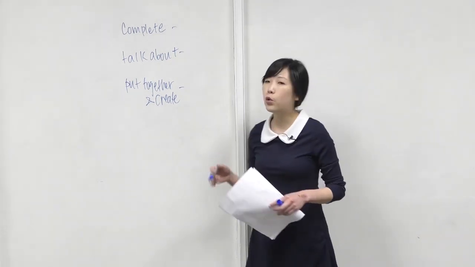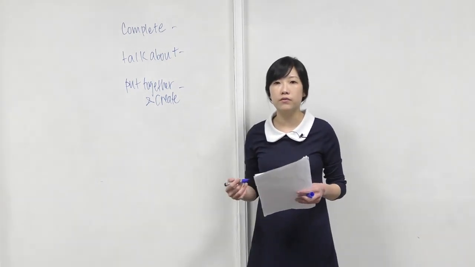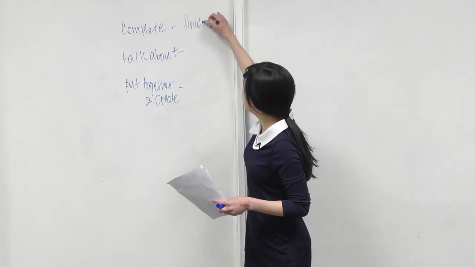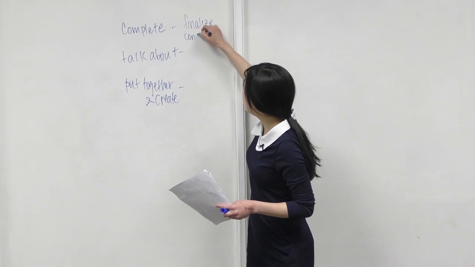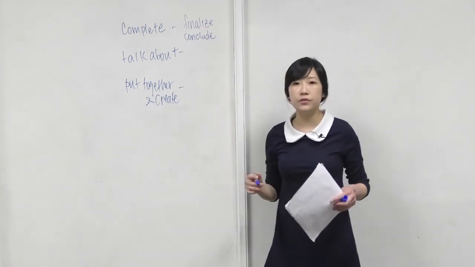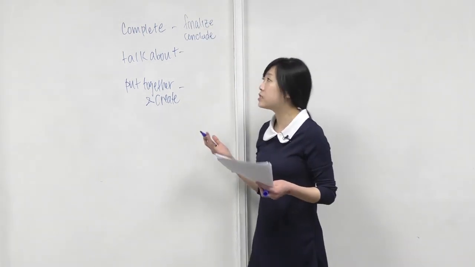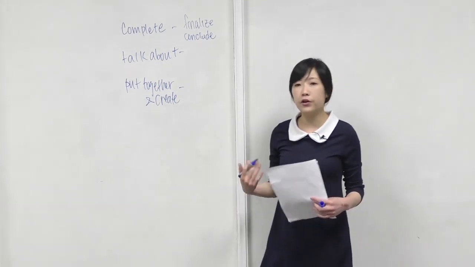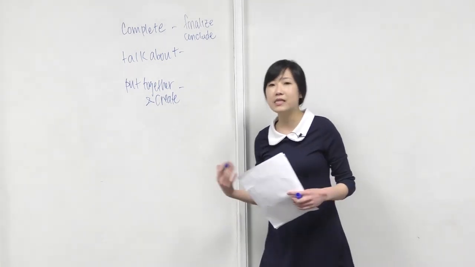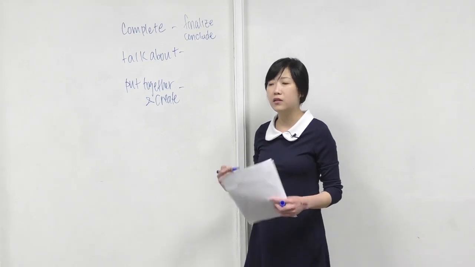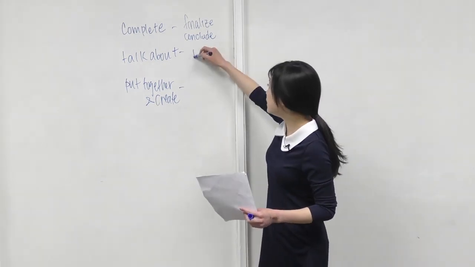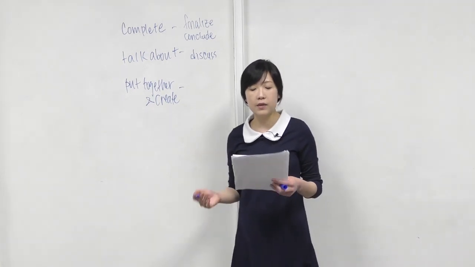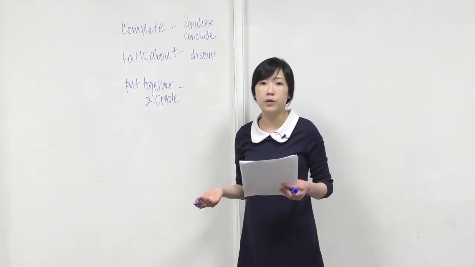So what's a more advanced version of complete? You can get something like finalize or conclude, right? So they're just advanced versions of the word complete. How about talk about? What is a word you've heard or seen that means the same thing as talk about, but a little more formal? Starts with a D. Discuss. To discuss something sounds much better than just to talk about something.